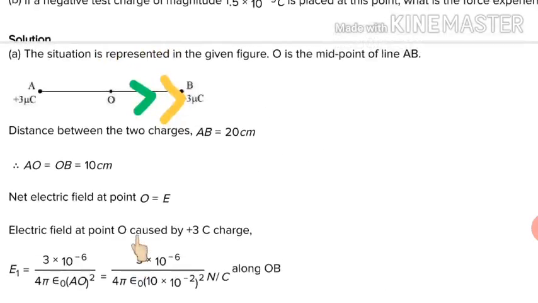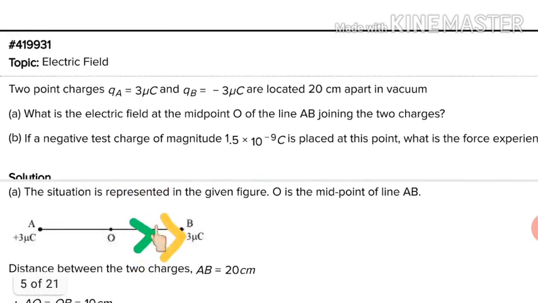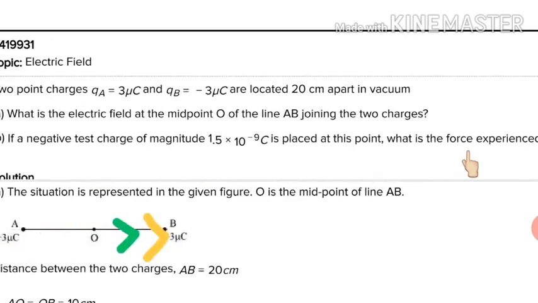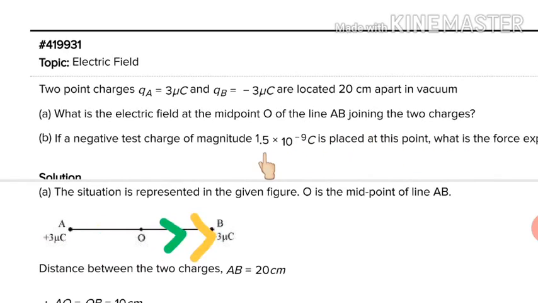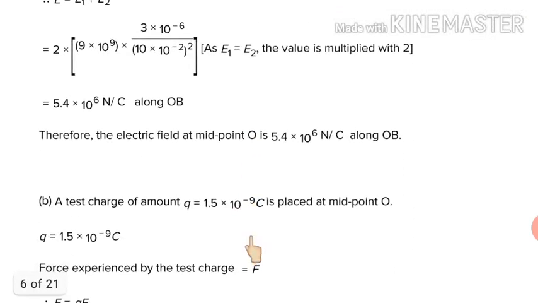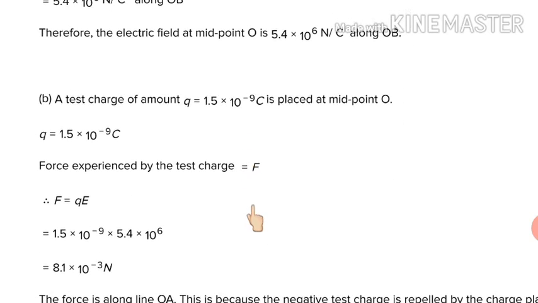Now let us talk about the second part of the question. The second part is, if a negative test charge of magnitude 1.5 into 10 to the power minus 9 coulomb is placed at this point, what is the force experienced by the test charge? And it is very easy. We know this thing. What is F? F is equal to Q into E. Q is given in the question, that is this 1.5 into 10 to the power minus 9 coulomb. And E we have already calculated in the first part.